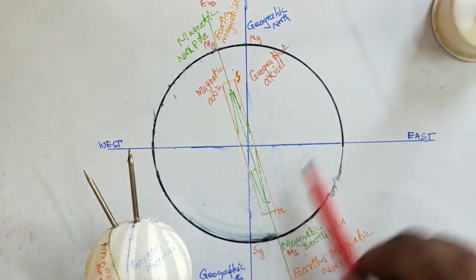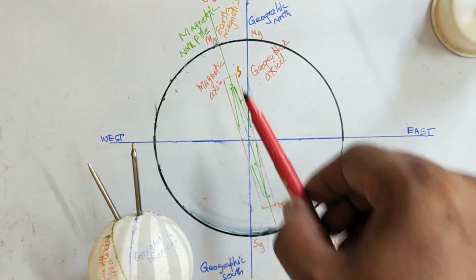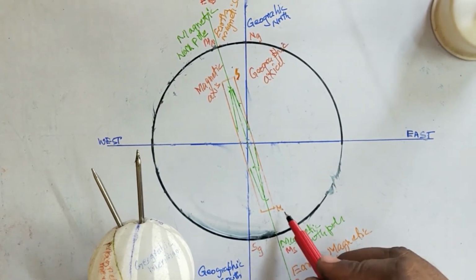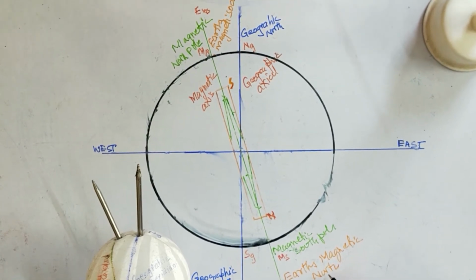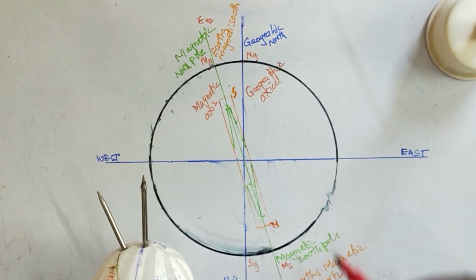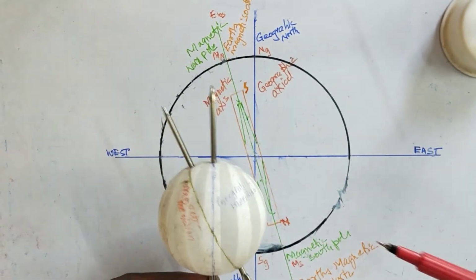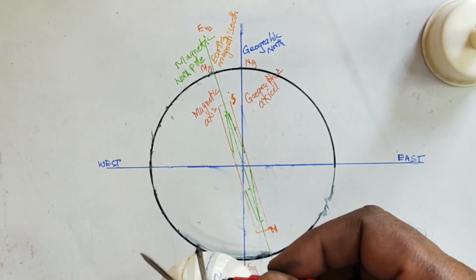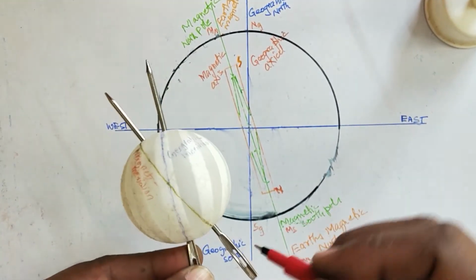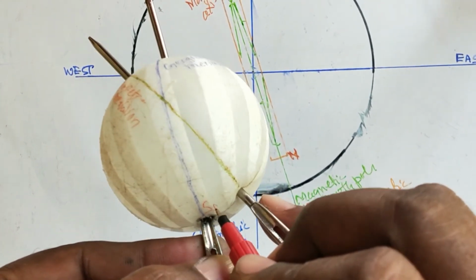When you assume Earth as a magnet, this must be the southern end, and this must be the northern point. Therefore, we call this Earth's magnetic north, and this Earth's magnetic south. Now, if I join these poles here, what do we call this? Geographic north, and this is the geographic south.